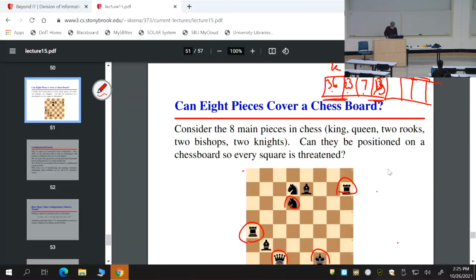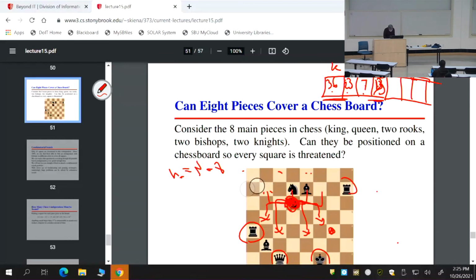How many squares can a knight threaten? What is the number of squares that a knight can threaten? Yeah, 8. I can go ka-chunk, ka-chunk, ka-chunk, ka-chunk, ka-chunk. So a knight can threaten 8. How many squares can a king threaten? Yeah, 8 also. So the king and the knight equal 8.